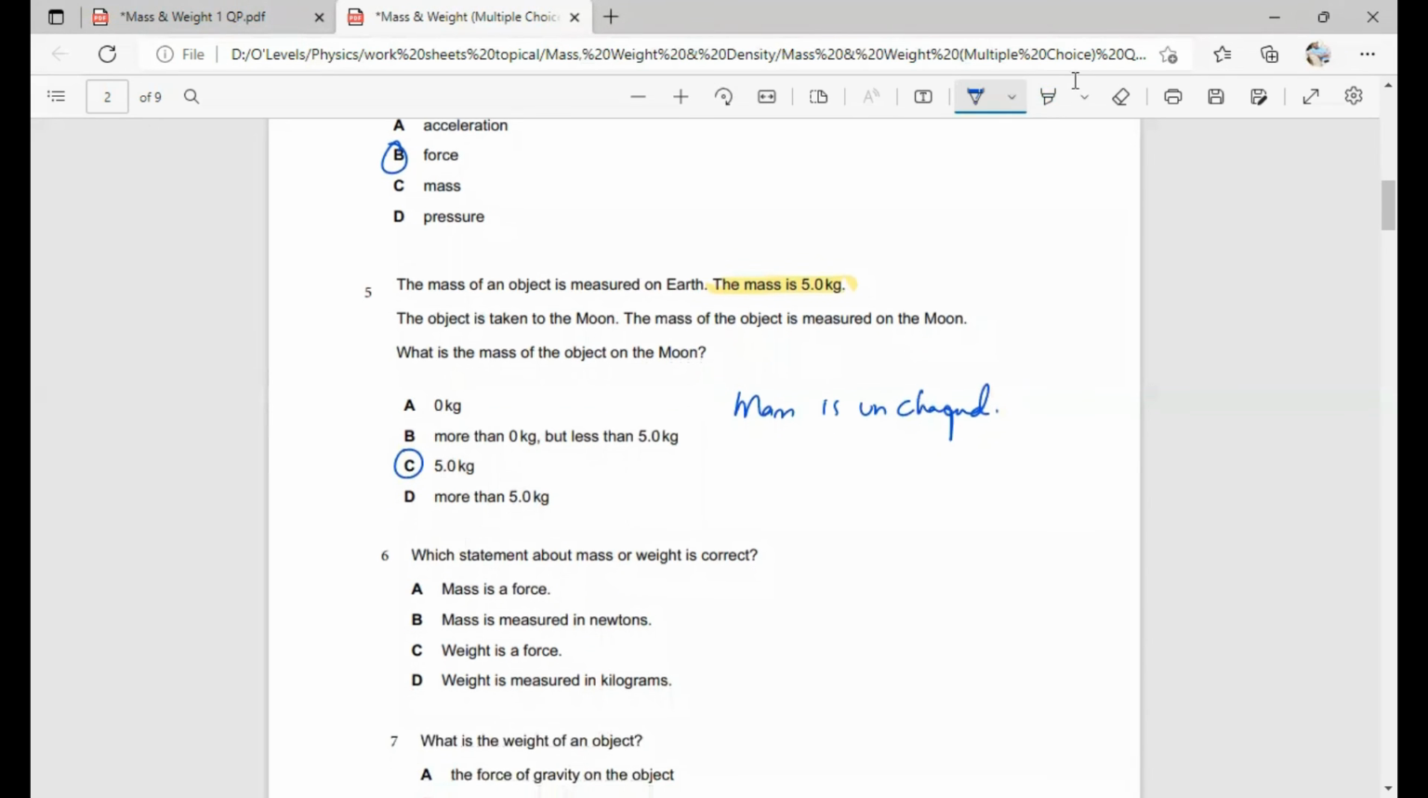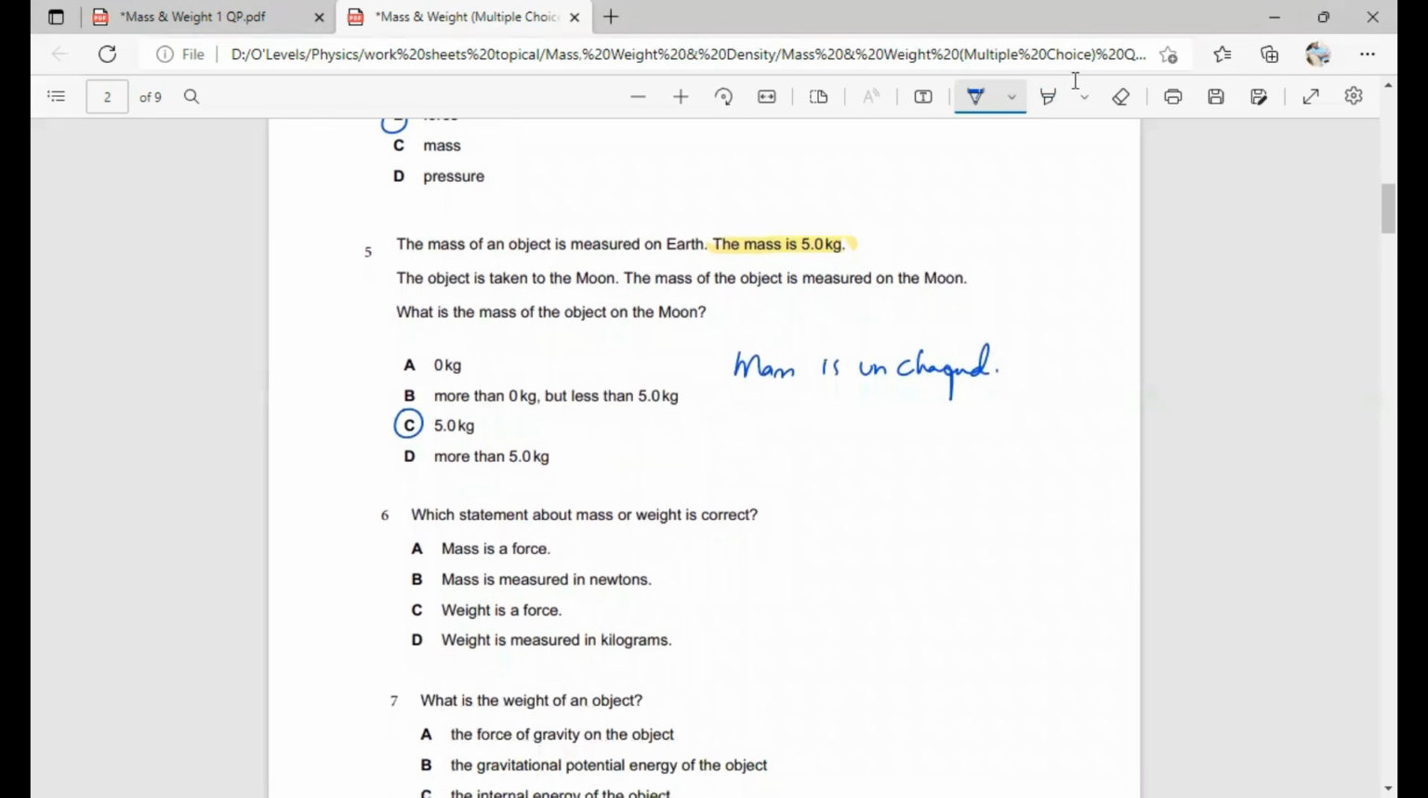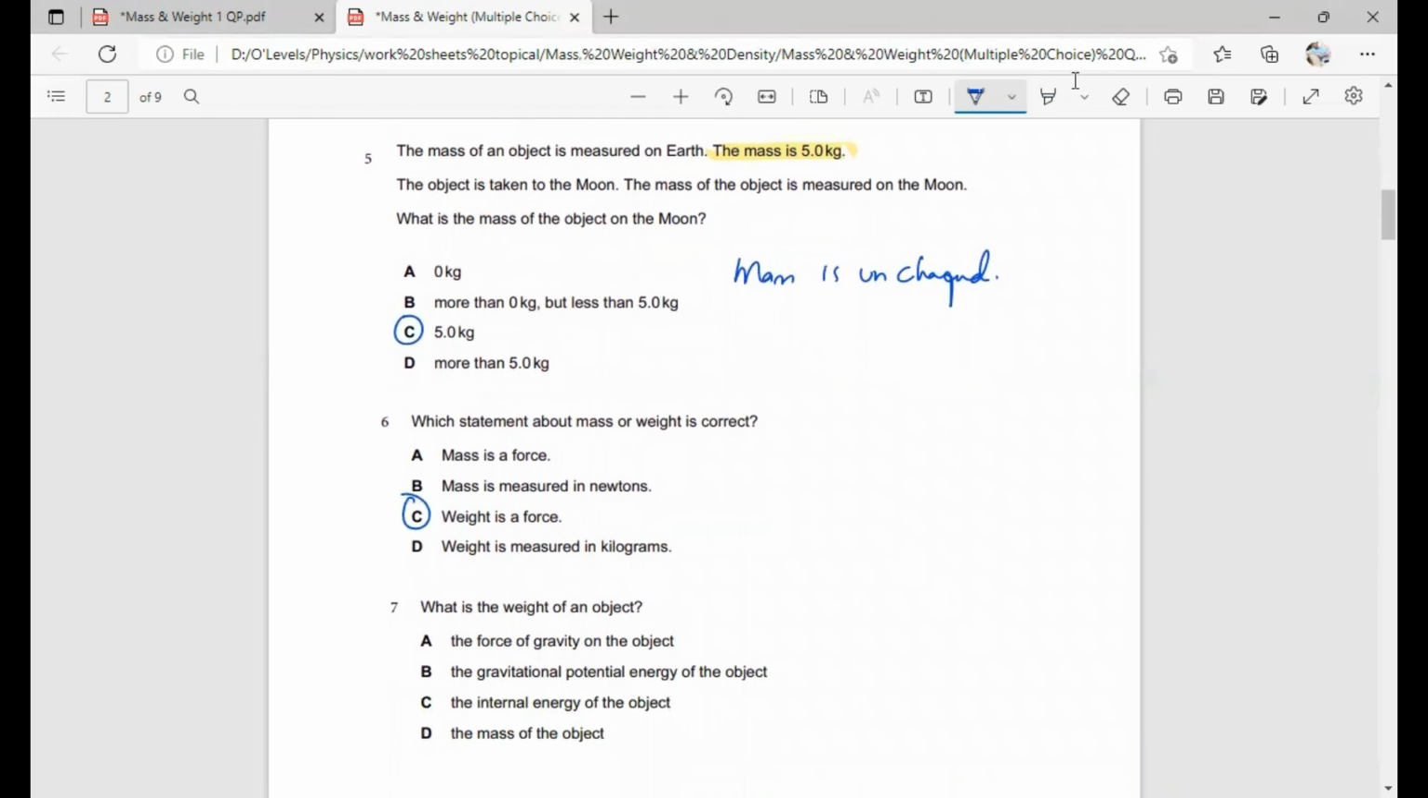Now, which statement about mass or weight is correct? Weight is a force, obviously. What is the weight of an object? The force of gravity is called weight. Yes. Confusion? No.